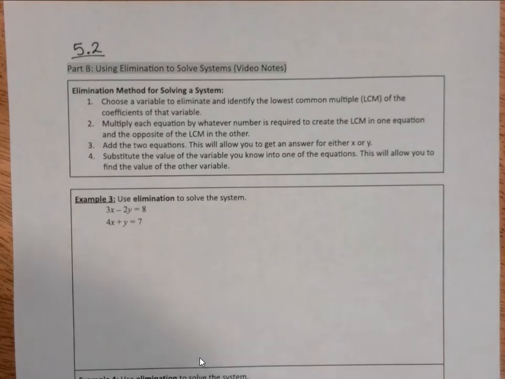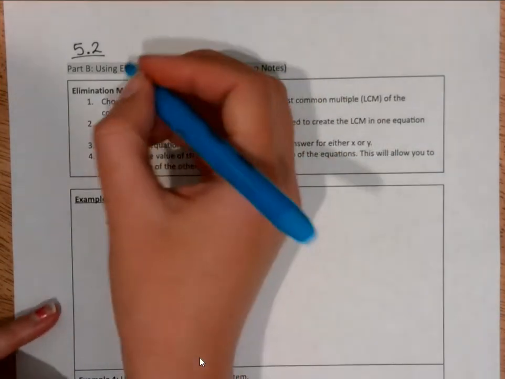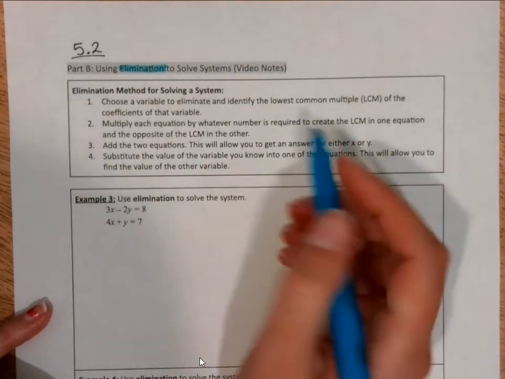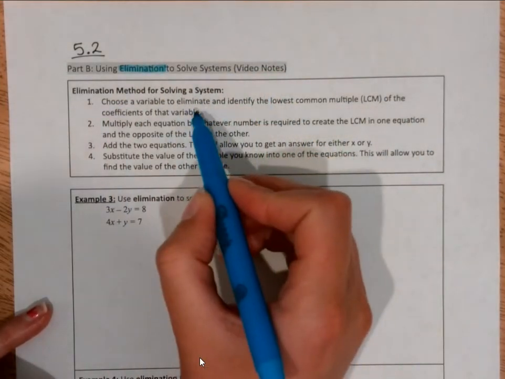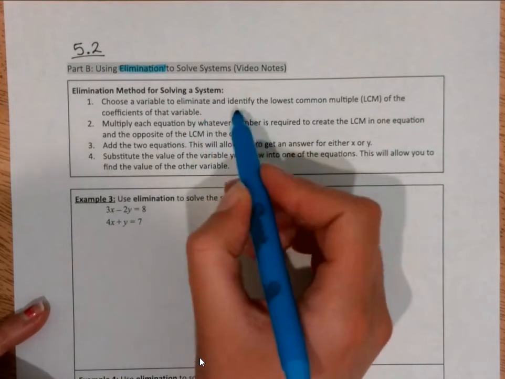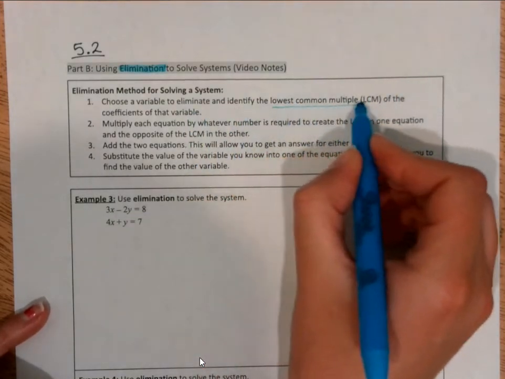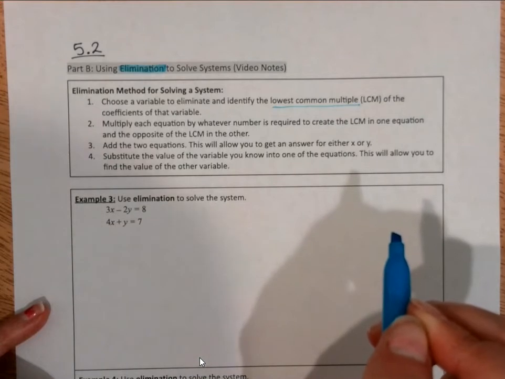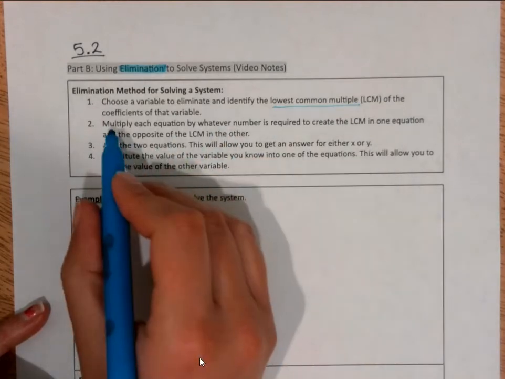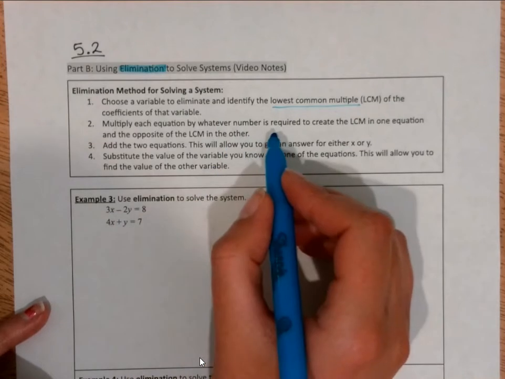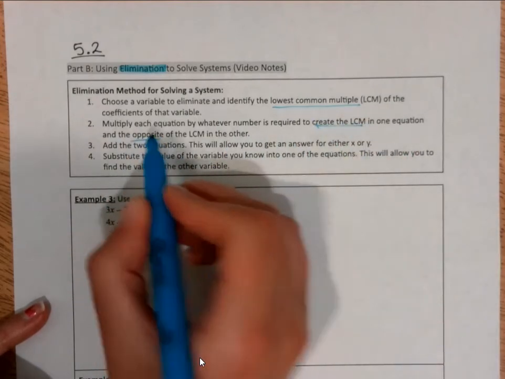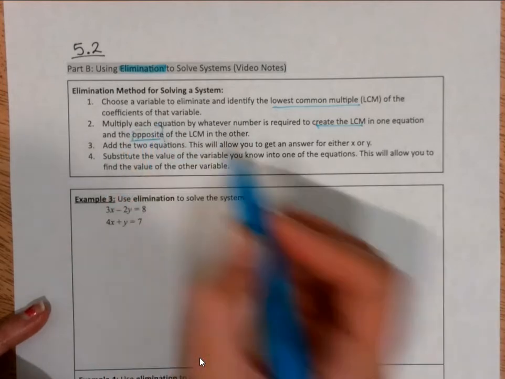In 5.2 Part B, we're going to be looking at elimination as the technique for solving systems. In elimination, I want to choose a variable to eliminate, and usually identify the lowest common multiple, find the smallest one of those, and that helps me figure out which one I can get rid of most easily. Then I need to multiply each equation by whatever number is required to create the least common multiple, and the opposite of the least common multiple in the other, so one positive, one negative.